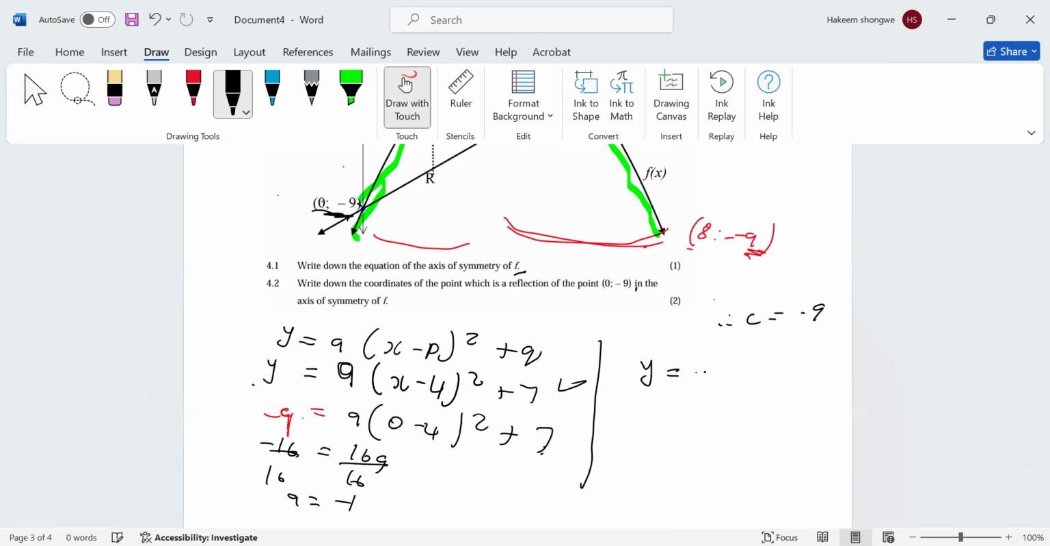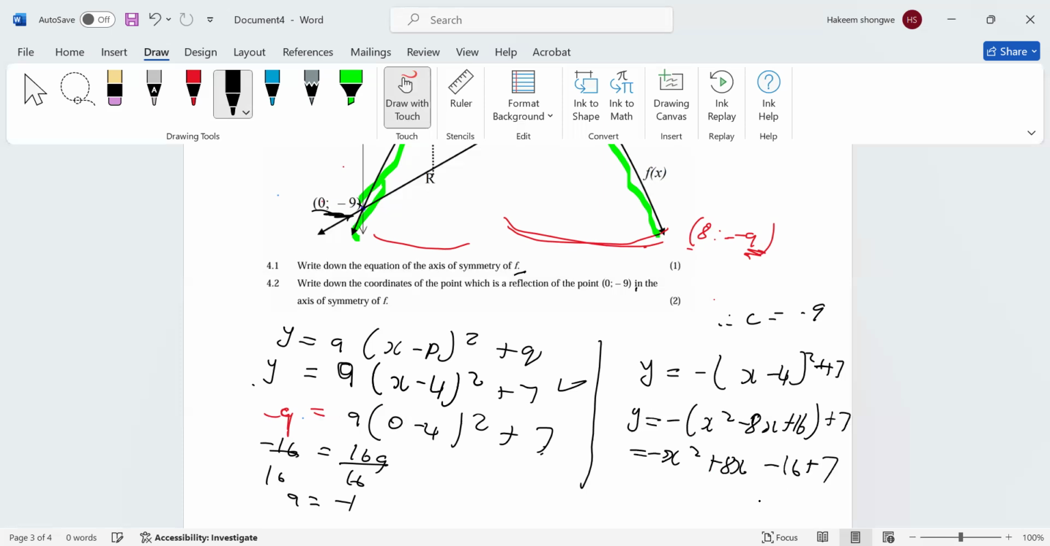We have y, which is going to be minus open bracket x minus 4 all squared plus 7. If you expand this, it says minus x squared plus 8x minus 16 plus 7. And what you get is minus x squared plus 8x minus 9. We'll still get exactly the same 5 marks.